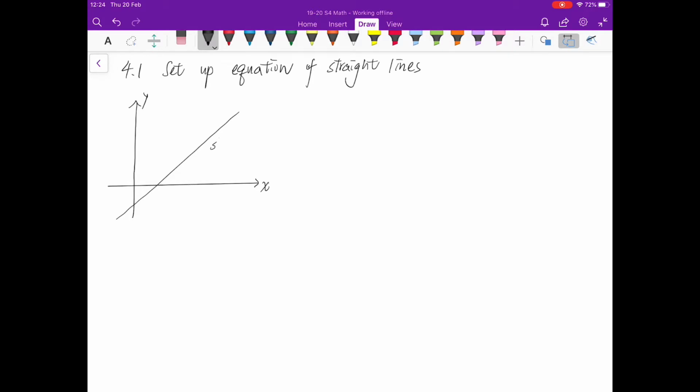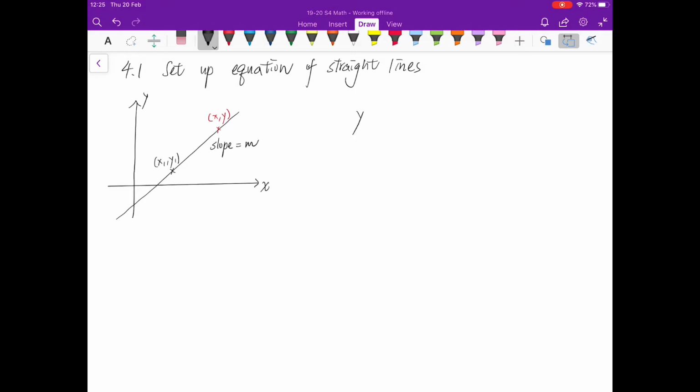The first is the slope of the equation. I represent it as m. The next piece of information is that we have to know a given point on the straight line, and we call it x1 and y1. And we know that if it is a straight line, any point x and y, together with this given point, will form a constant slope.